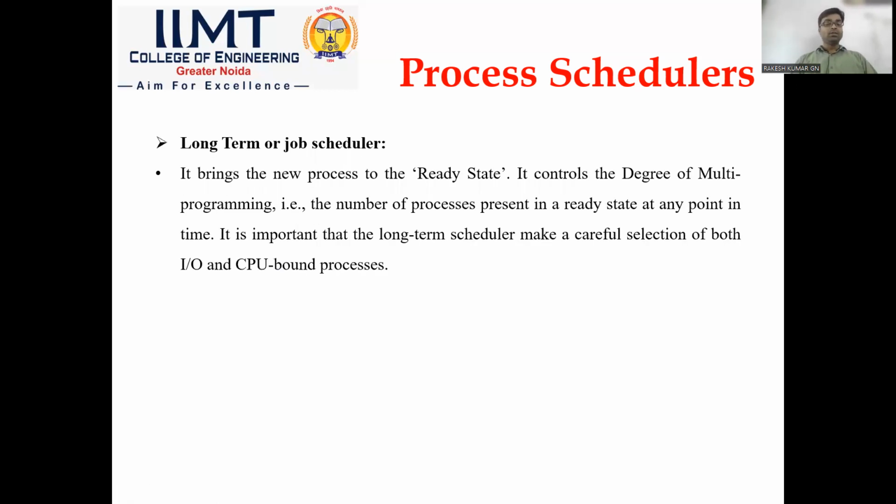So this is the first scheduler, the long term scheduler. It brings the new process from secondary storage to primary storage directly. So it controls the degree of multi-programming. That means the number of processes present in the ready queue. The main motive behind this is to maximize the utilization of the CPU.